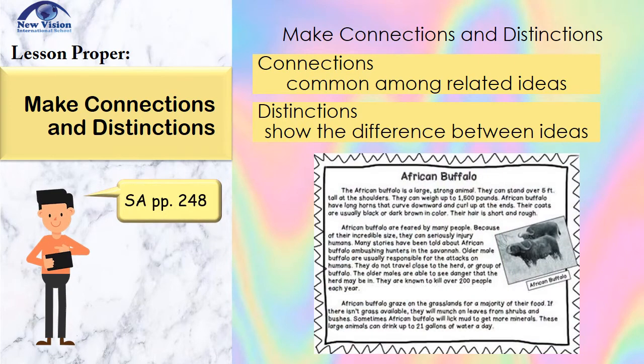Let's take a look at this example. Please take time to read. As you notice, the article is about African buffalo. The connections are, in each paragraph, it talks about a specific topic sentence, supported with details. The distinctions are, it is set off with paragraphs. The different topic sentences are being talked about in each paragraph.